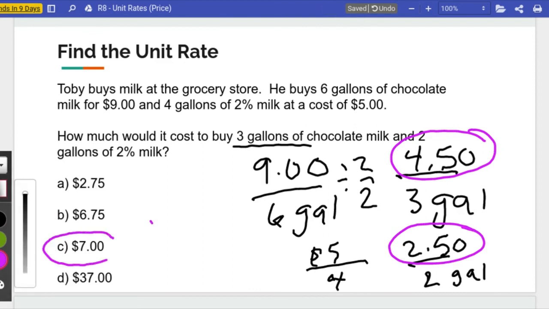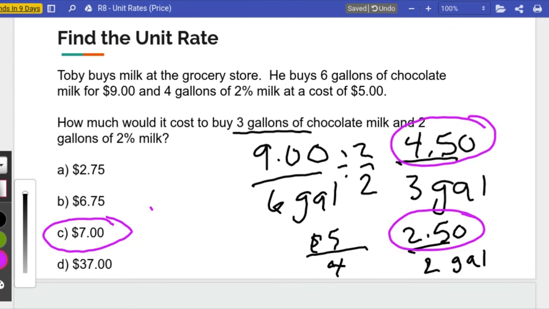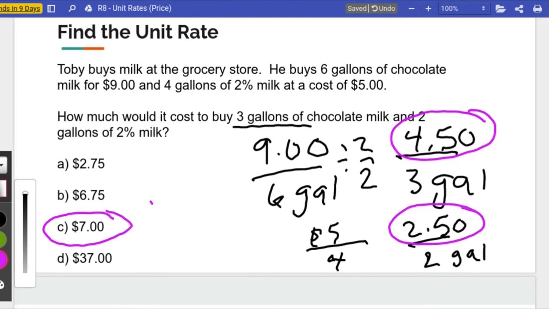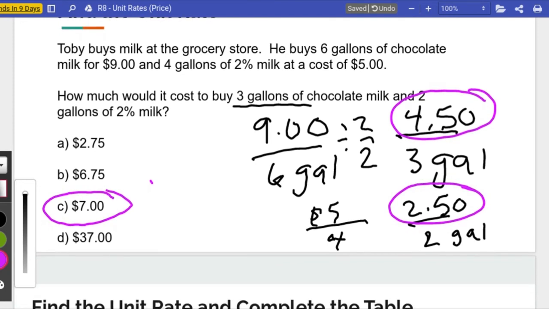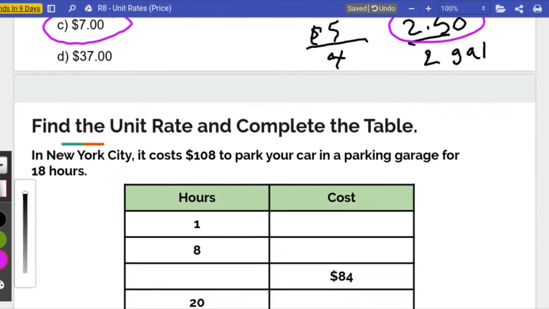So C would be my correct answer, $7 to buy all of that milk. So I didn't actually find the unit rate for that one because that was going to cost me a couple of extra steps to scale it all the way down and then scale it back up.